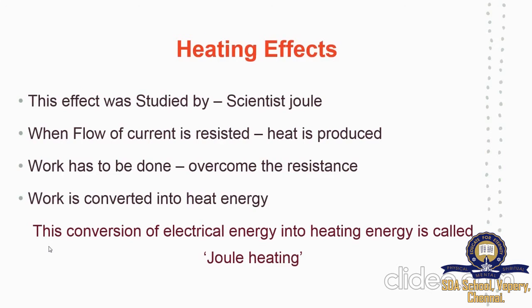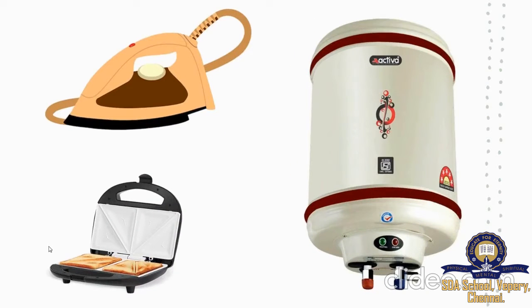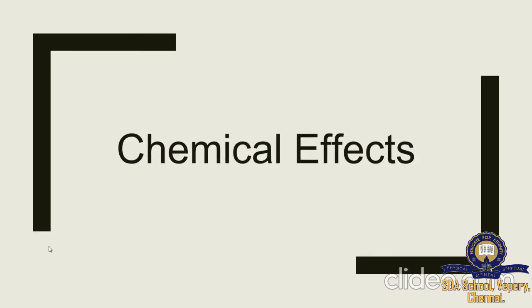We have many appliances in our day-to-day life which convert electrical energy into heating energy. Here are some examples I have stated out. They are heater, iron box, toaster, and many more. You can also think of whatever appliances convert electrical energy into heating energy. These come under Joule heating. Hope you are clear with it. So next we are going to see the chemical effect.